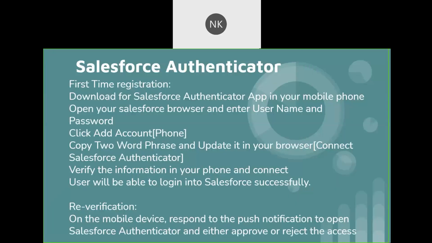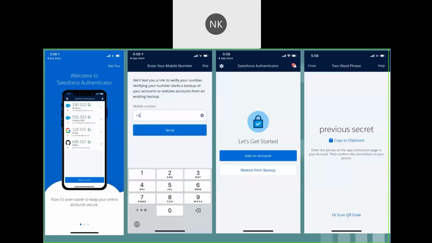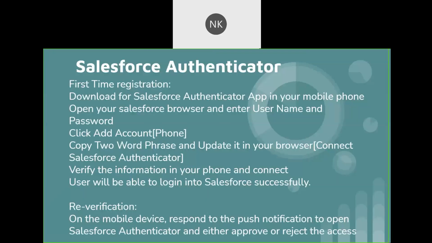This we have discussed, and this is a detailed slide of what we described previously. It says: download, open your Salesforce browser, enter username and password, click on add account, copy the two-word phrase, verify the information in your phone and connect. Users will be able to log in to Salesforce successfully. That is the first-time registration.